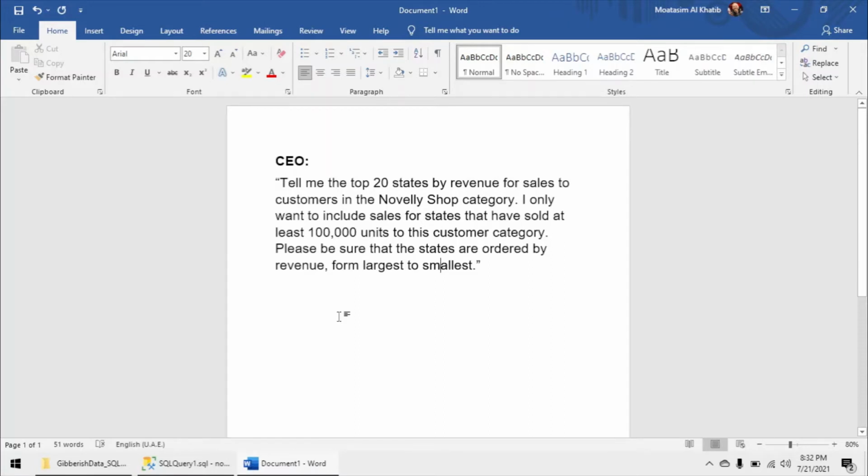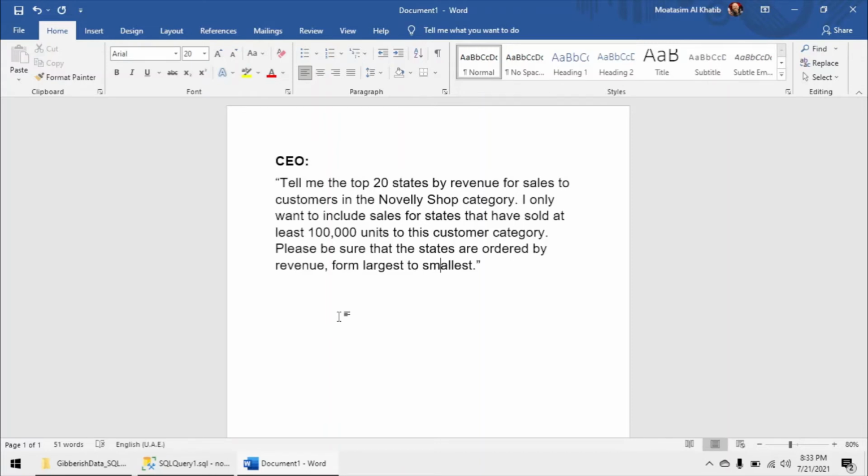Let's imagine that we just started working our first SQL job, and we get a message from our CEO quoting, "Tell me the top 20 states by revenue for sales to customers in the novelty shop category. I only want to include sales for states that have sold at least 100,000 units to this customer category. Please be sure that the states are ordered by revenue from largest to smallest."